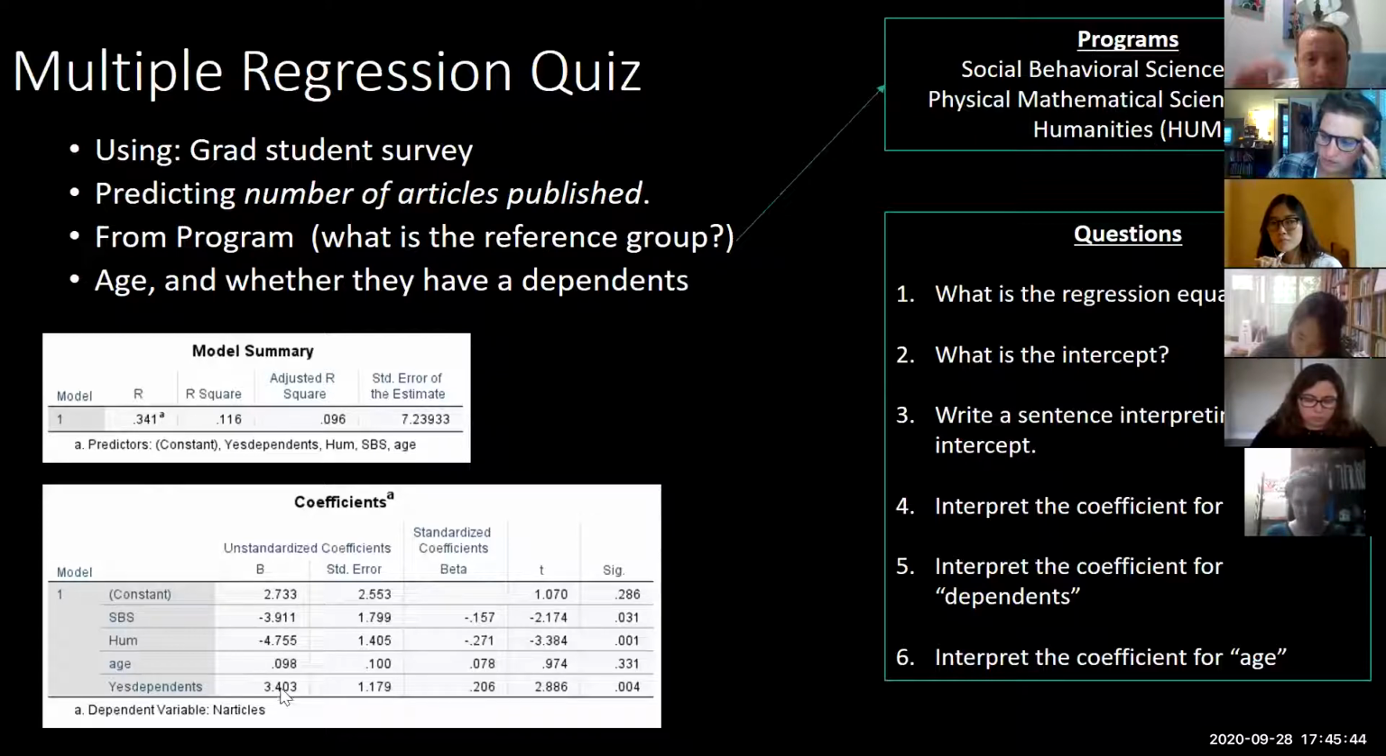You can do the same thing for dependents too. Most of the time, if this is a 0, then we're predicting for someone who has no children. But if we have a 1 in this model, then we're predicting for someone who does have dependents. And now I would like somebody in this chat who studies higher education to tell me how the heck do people who have children have 3 more publications than people who do not have children?